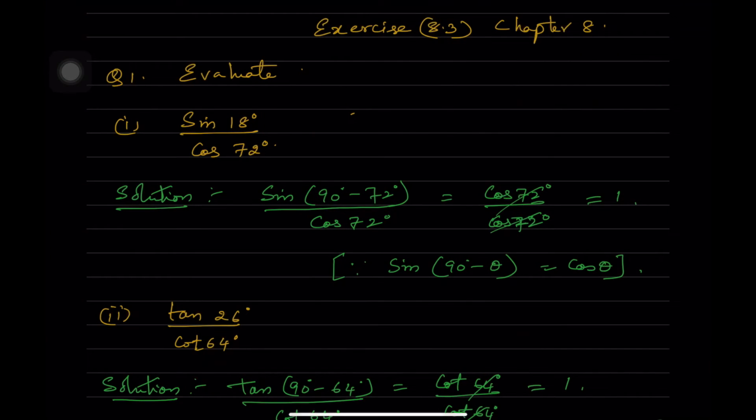Exercise 8.3, Trigonometry, Chapter 8. Going to the first problem. Evaluate sine 18 by cos 72.